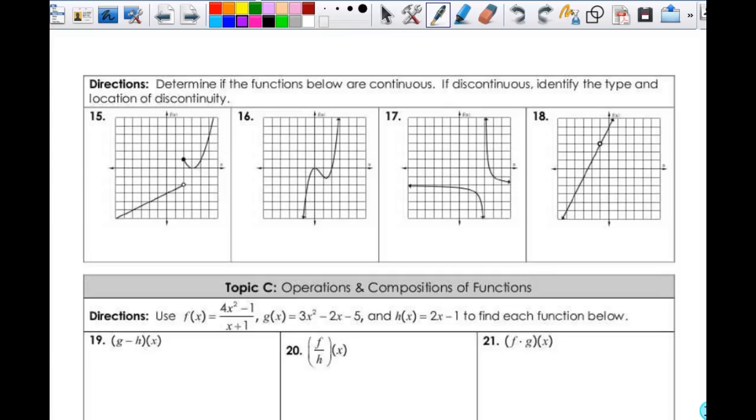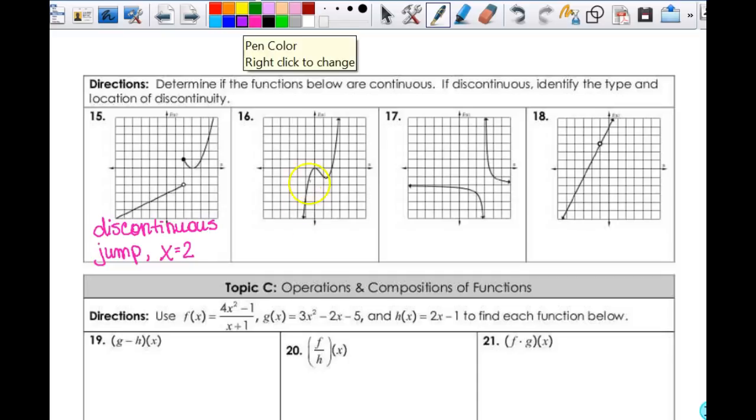Okay, so I'm going to determine if the functions below are continuous. If discontinuous, identify the type and location of discontinuity. All right, so this clearly not continuous because I'd have to pick up my pencil and I'd have to jump to get to the next part. So this is discontinuous. And the type of discontinuity is jump discontinuity. And that occurs at x equals 2. Your locations are always x equals. So here, this one is continuous.